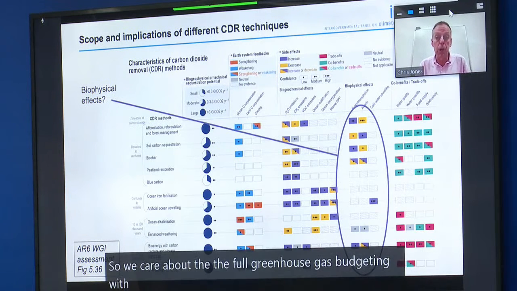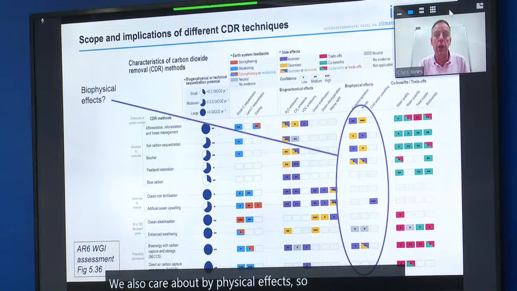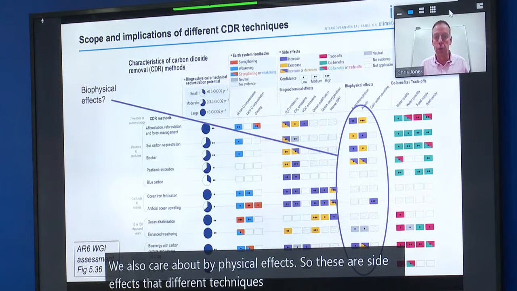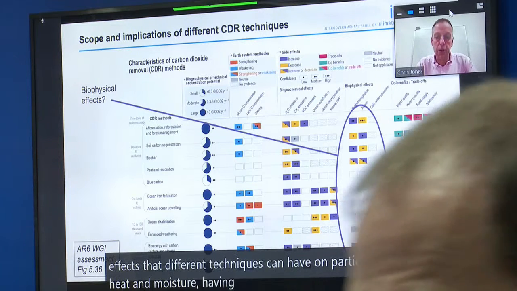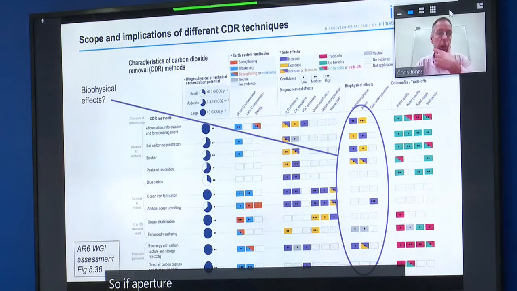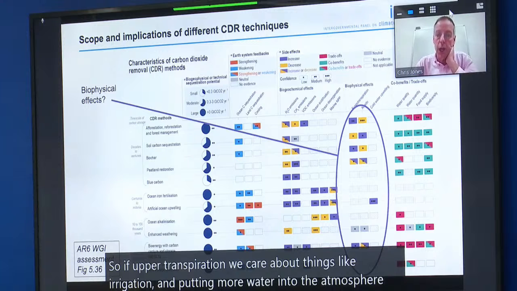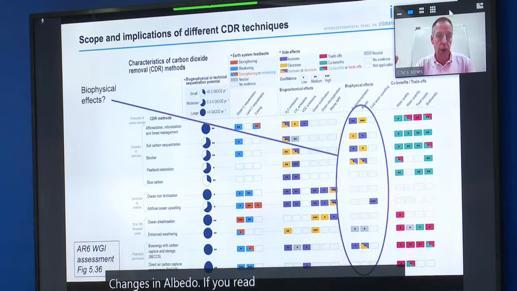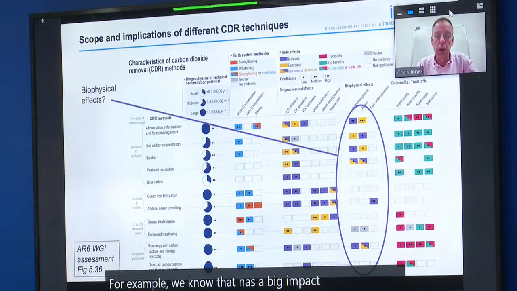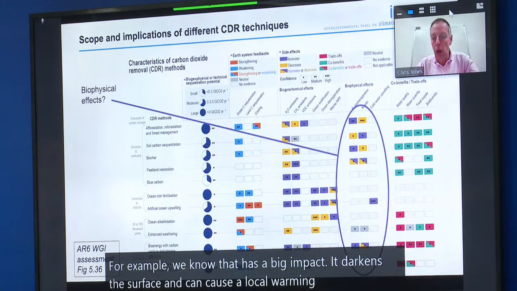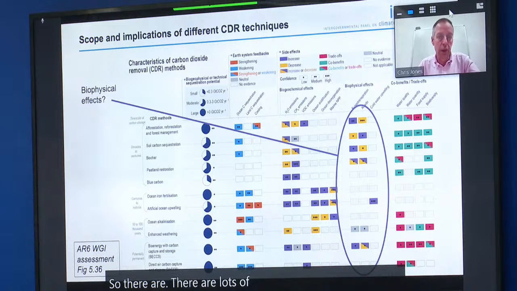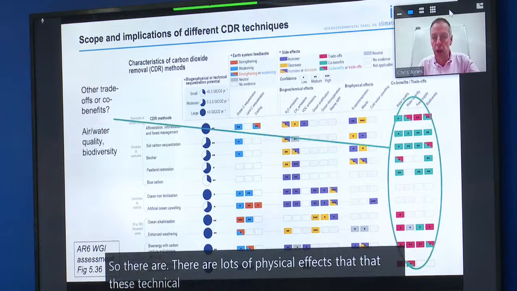We also care about biophysical effects. So these are side effects that different techniques can have on particularly heat and moisture exchange with the land surface. So evapotranspiration, we care about things like irrigation, putting more water into the atmosphere, changes in albedo. If you reforest in high latitudes where there's a lot of snow cover, for example, we know that has a big impact. It darkens the surface and can cause a local warming. So there are lots of physical effects that these techniques affect.